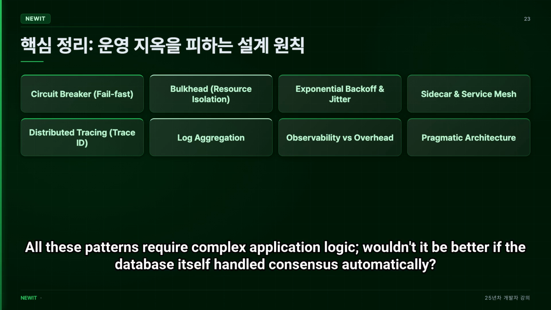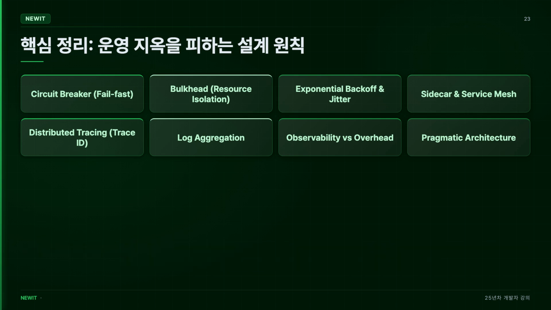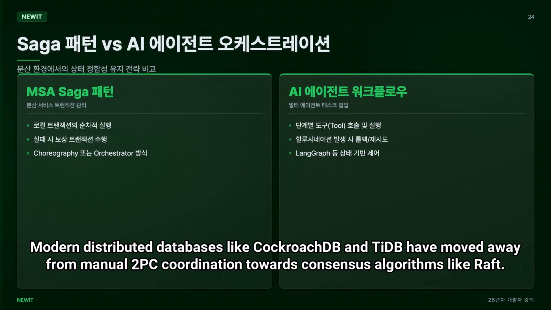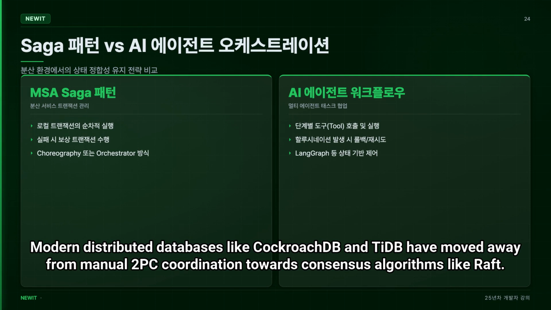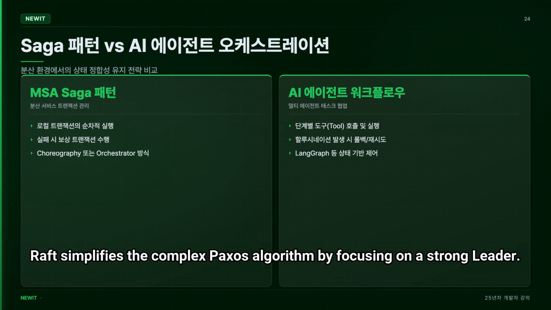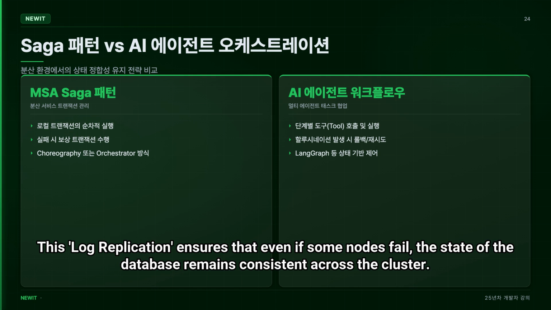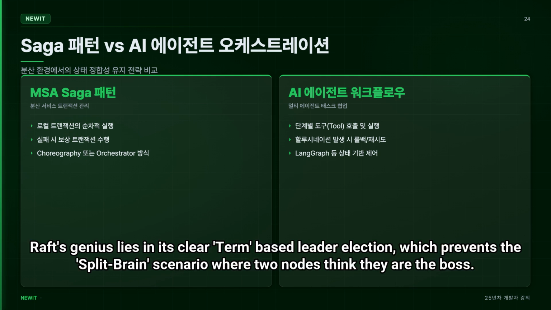All these patterns require complex application logic. Wouldn't it be better if the database itself handled consensus automatically? Modern distributed databases like CockroachDB and TiDB have moved away from manual 2PC coordination towards consensus algorithms like Raft. Raft simplifies the complex Paxos algorithm by focusing on a strong leader. The leader is responsible for receiving client writes and replicating them as log entries to followers. A write is only considered successful once it has been appended to the logs of a majority of nodes. This log replication ensures that even if some nodes fail, the state of the database remains consistent across the cluster.